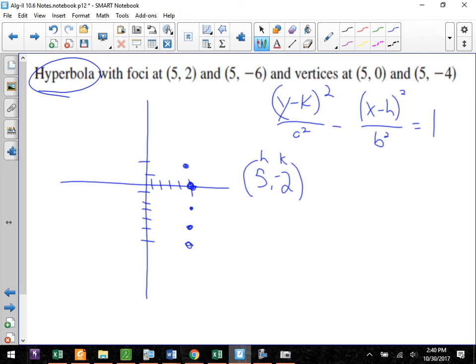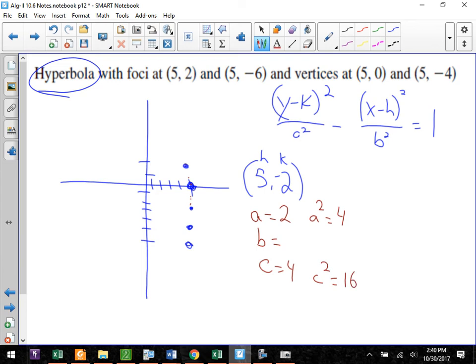Which makes my h and k at 5, -2. There's my h and k. The a value is the distance from your center to your vertex. Let's see if I can count this correctly: 1, 2. Our b value is for the co-vertex. We don't have that, but we have a c value: 1, 2, 3, 4. So our a squared is 4.